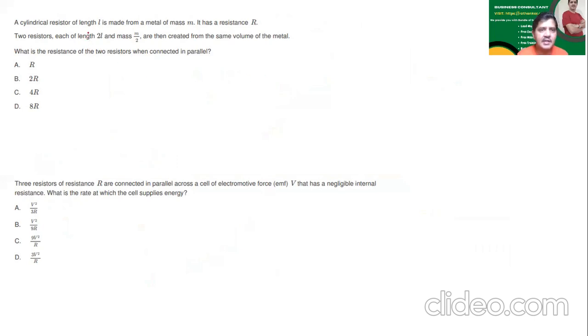A cylindrical resistor of length L is made from a metal of mass M. You have a cylindrical resistor of length L made of metal of mass M. It has a resistance R. 2 resistors, each of length 2L and mass M by 2. And you see, you have learned resistance in terms of L and A only by using the equation R equal to rho L divided by A. But suddenly you have put a mass over here. So therefore now we have to be very careful. How to convert or how to mention this mass in terms of length and area. That's what we need to do.